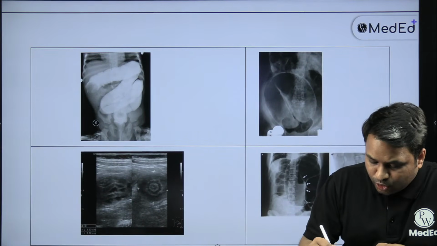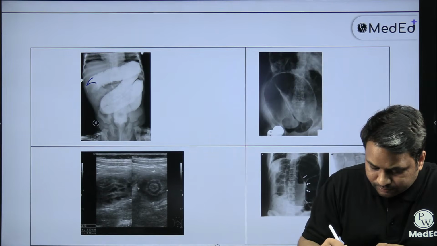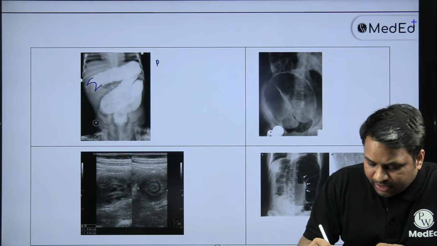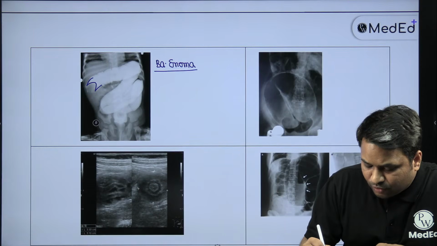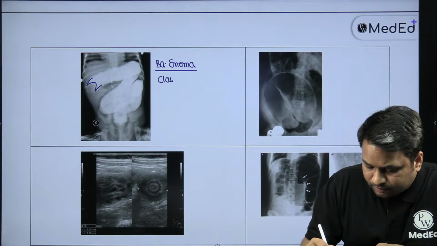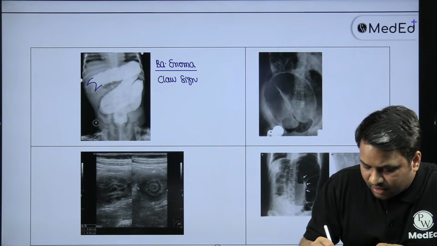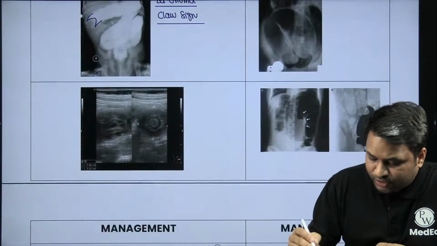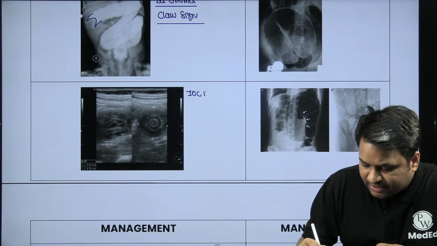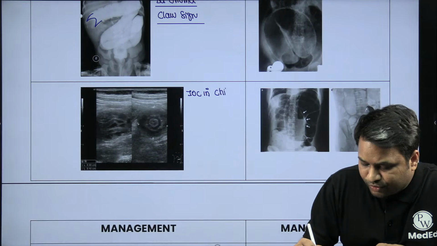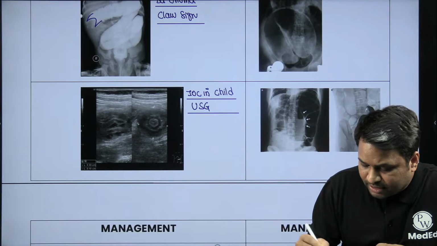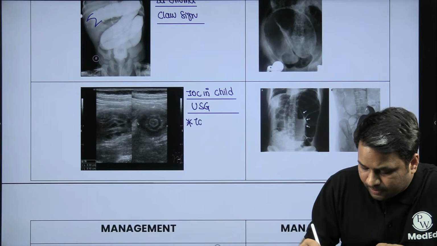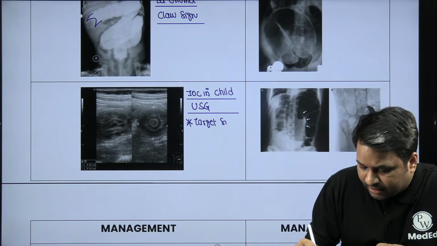In intussusception, on the barium enema, there will be presence of the claw sign. If I ask what is the investigation of choice for intussusception in children, it is ultrasound. On an ultrasound, the finding that you can see is two things. Number one, there will be the target sign.